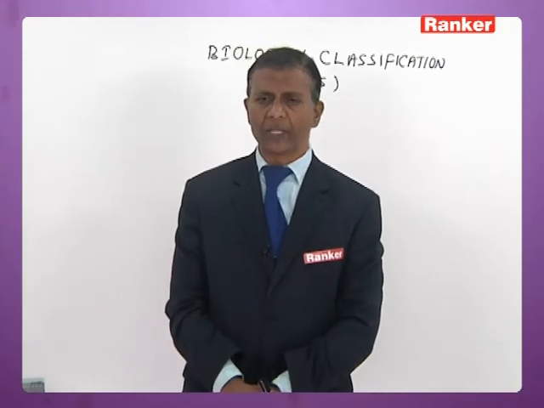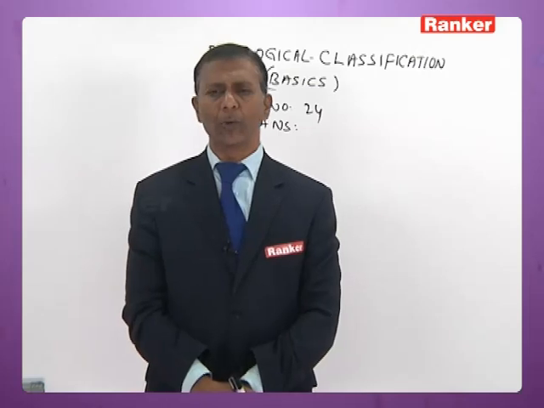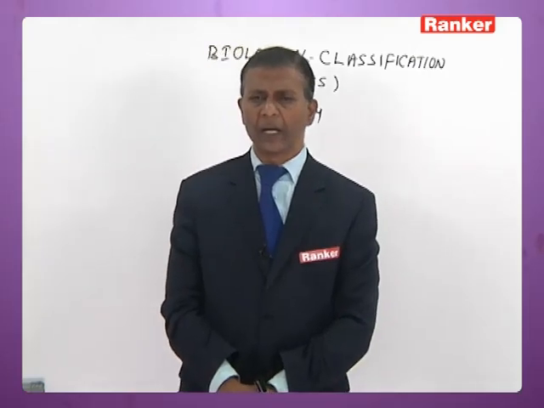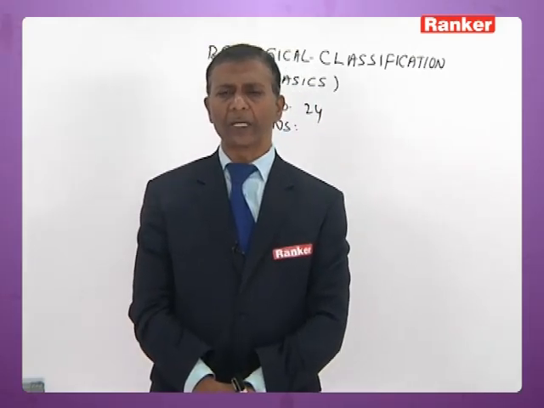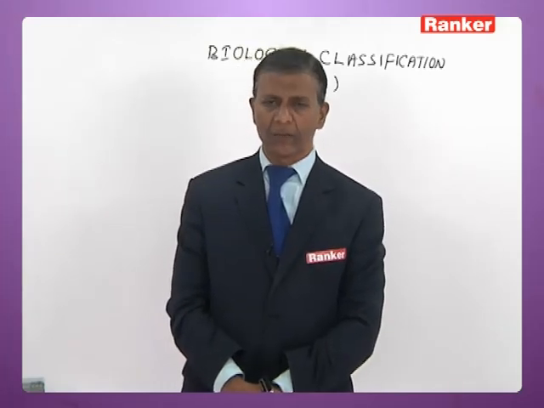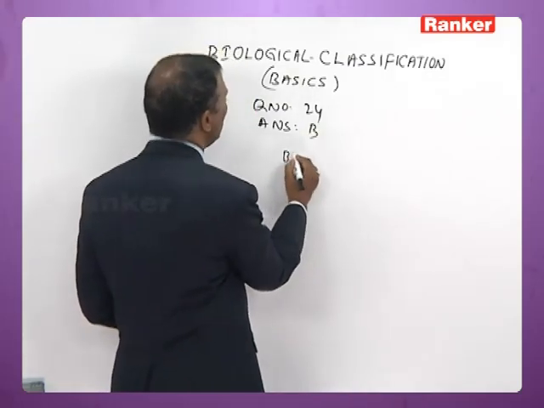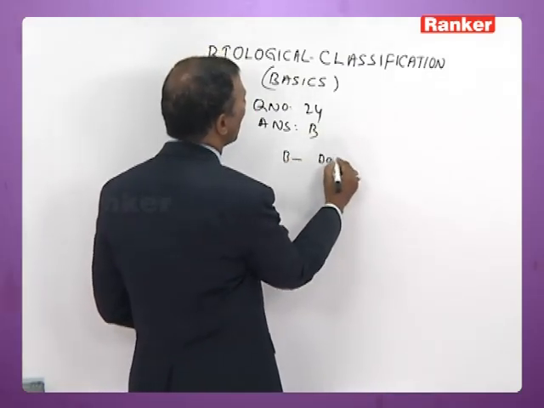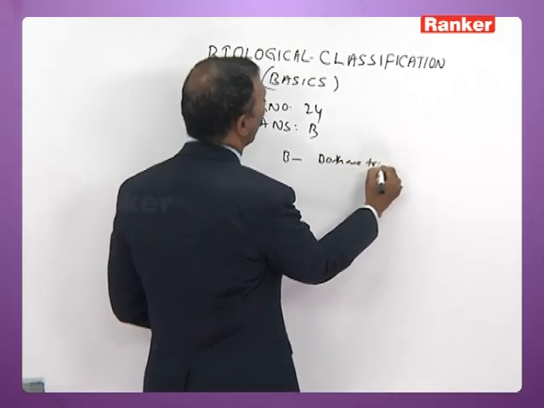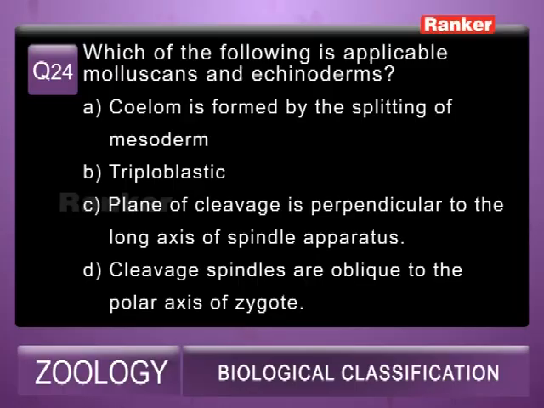So among these options, which of the following is applicable to mollusca and echinodermata? The correct option is the second option, both of them are triploblastic. So option B, both are triploblastic, is the correct option.